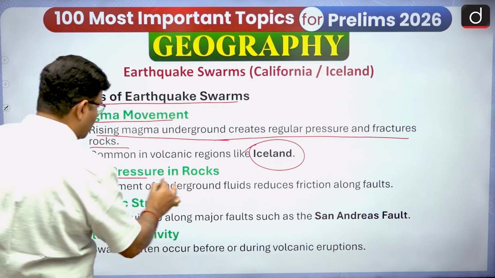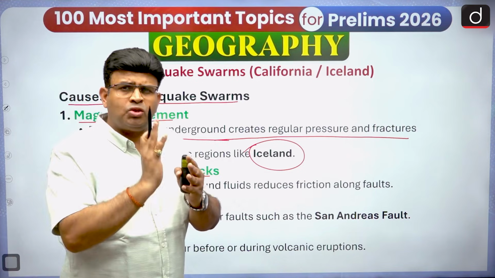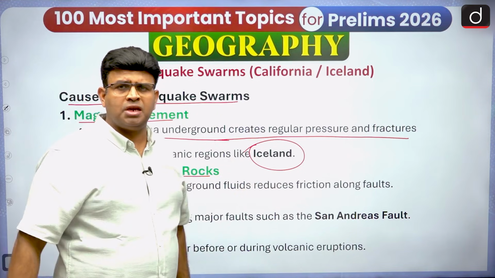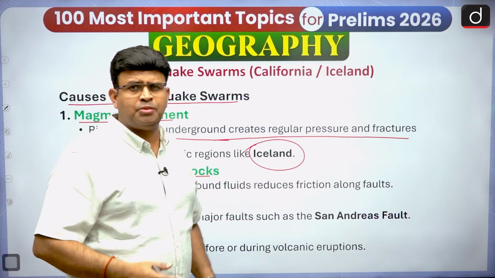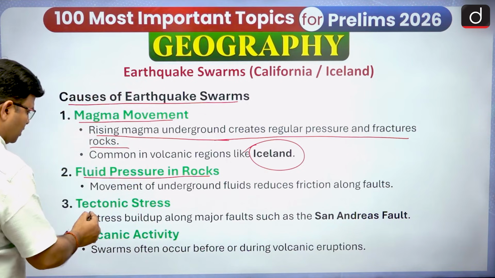Fluid pressure in the rocks: some fluid is able to enter inside the rock, so it is making lubrication. It is also causing swarms. It helps in the swarm along the faults, not a major earthquake.